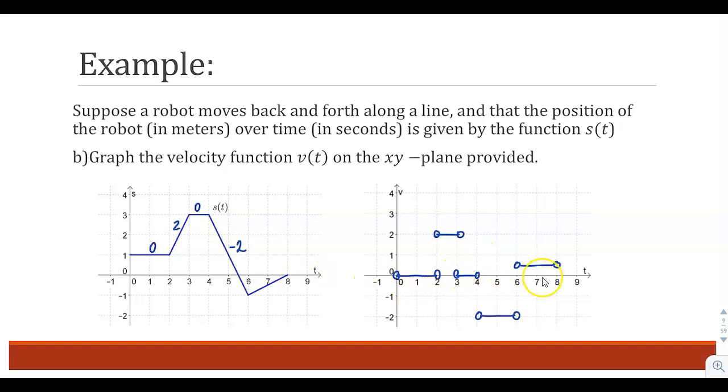So here I have the graph of the derivative function. So this is v of t, meaning the time units are still in seconds, but the velocity units here are now meters per second. So what this tells us is that at time 1, the velocity is 0. The robot is essentially at a stop. So at time 2.5, the velocity is 2 meters per second. And since velocity is positive, that means my robot is traveling to the right, which we can match with our diagram in the previous part.